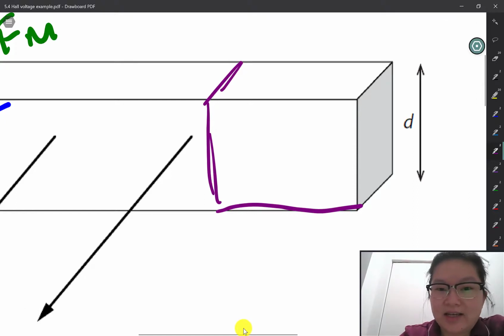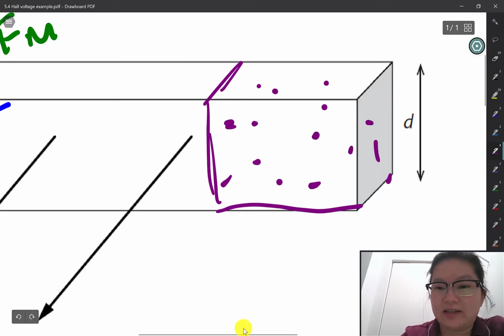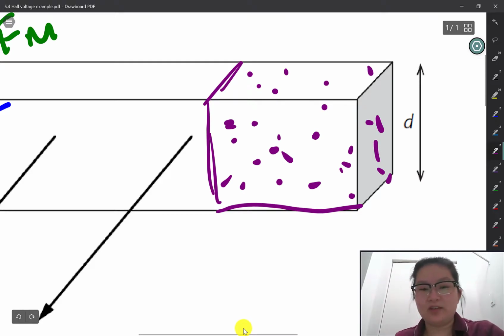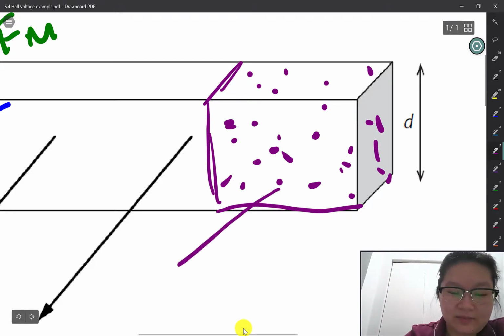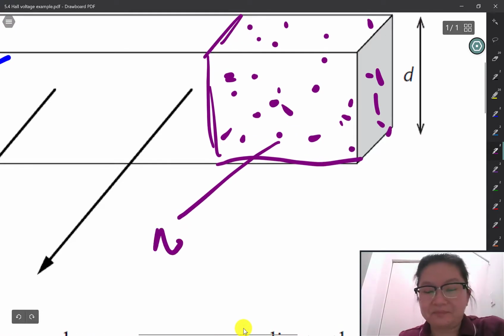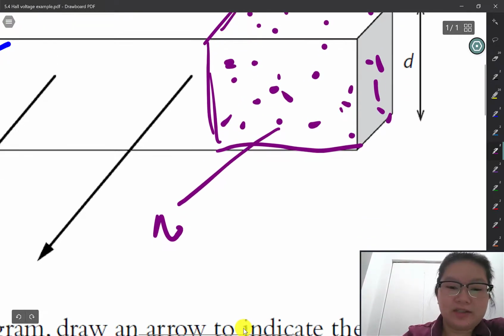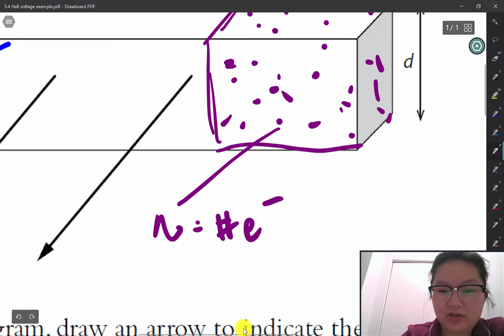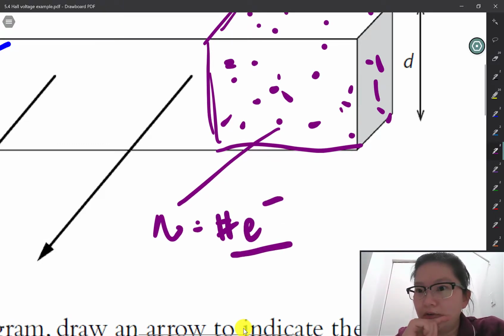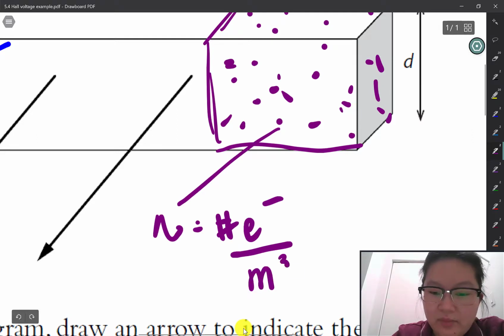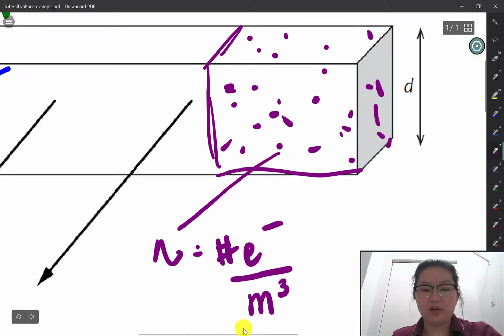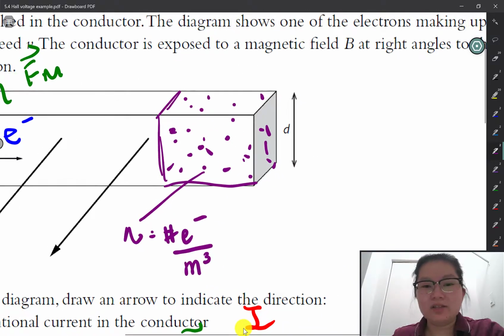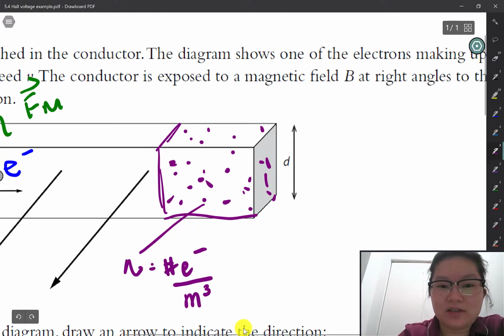And let's say that in this chunk of metal, there is some number of electrons, okay? So that's my little purple dots over here. It's some amount of density. So this density here is N, which is the number of electrons per unit volume. I'm just going to use m to the power of 3 for 1 unit volume there. So it tells us the drift velocity here.